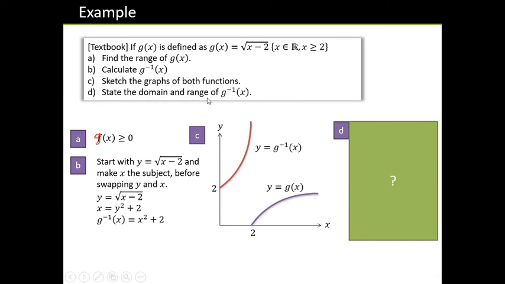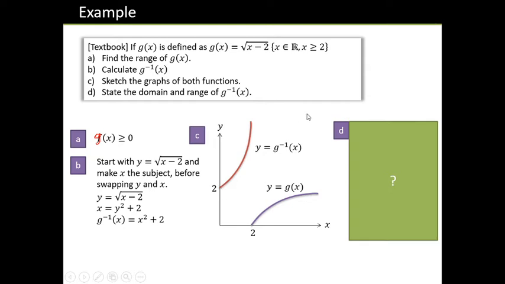So we've got the domain, what about the range of that? Well, the range of my g minus 1 of x is going to be equivalent to the domain of my original function. My original function, I actually told the domain, it's when x is greater than or equal to 2, and lo and behold, there's the range of my inverse function. It's when x is greater than or equal to 2.